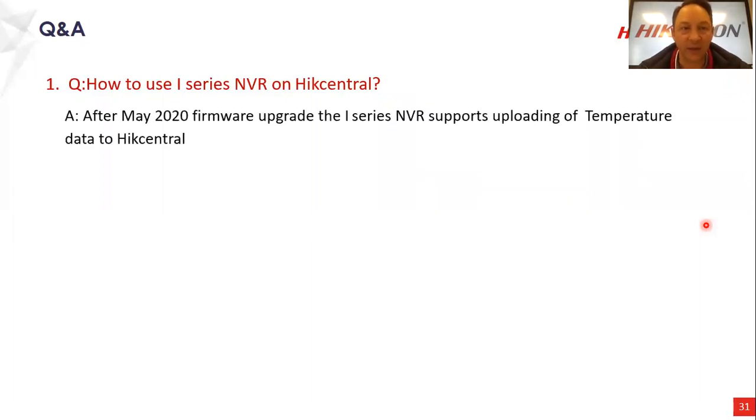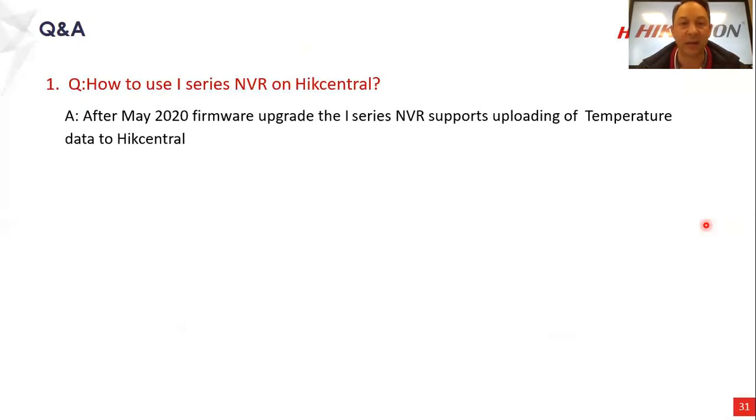So after there was a firmware update in May this year, make sure you get the firmware update that was released in May this year, and that'll be able to push through temperatures. So let's say you've got a bispectrum thermal camera connected to a normal I-series NVR. That'll be like a 77A16NI-I4 or whatever, or 9632NI.